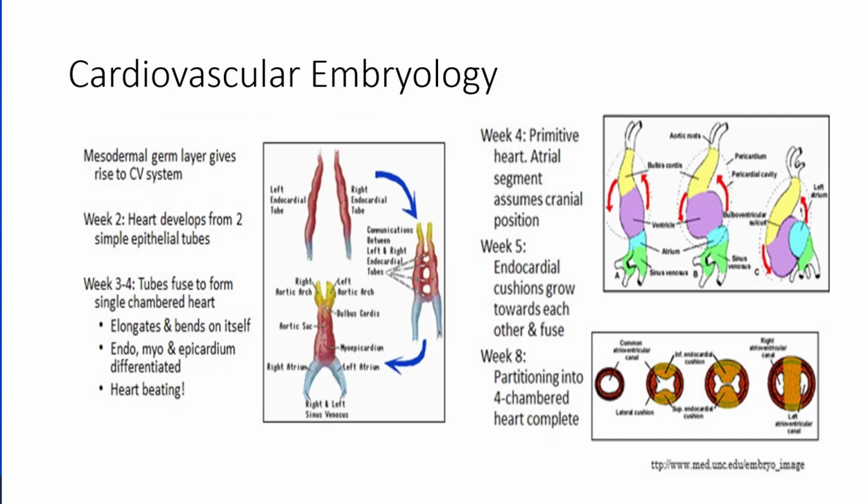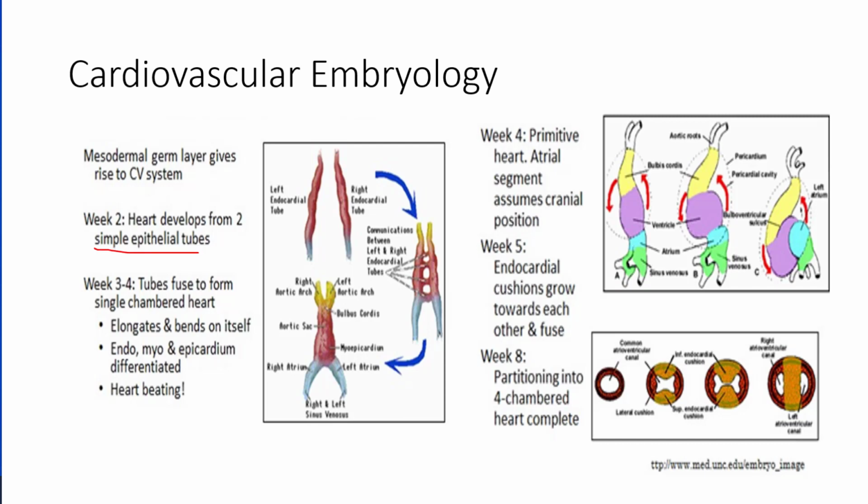So again, this is not an embryology course, it's not a pediatrics specialty course, but we'll cover some basic timelines. Just remember that the cardiovascular system, like pretty much everything else in your body, develops from the involution and folding of different tubes of the germ layers. The cardiovascular system arises from the mesodermal germ layer and basically forms from the folding of two simple epithelial tubes, right?